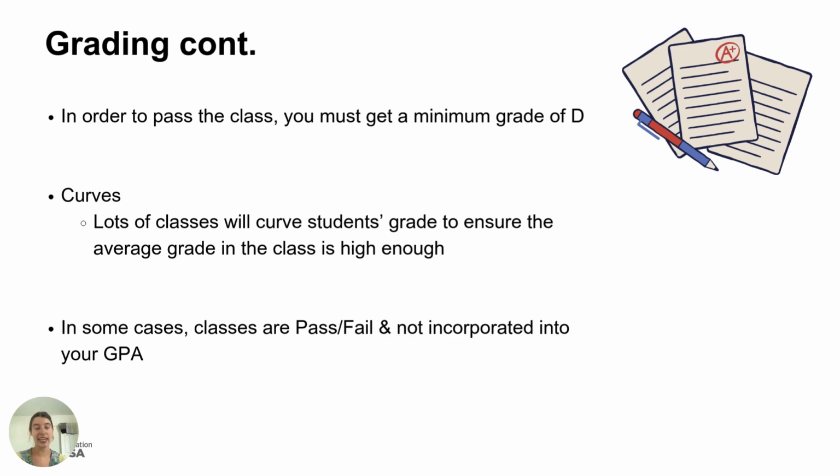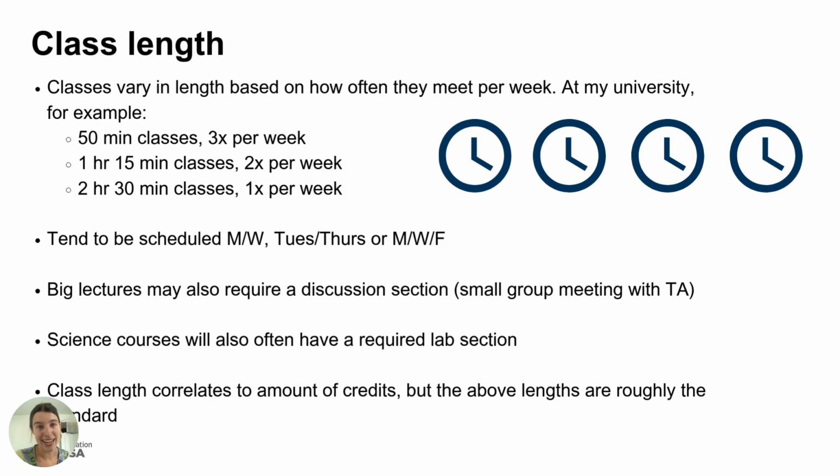And then a few classes that you take might be pass or fail, ungraded classes, and these pass fail classes will not be incorporated into your GPA. Class length. Classes will vary in length based on how often they meet per week. A sample distribution at my university is that 50-minute classes meet 3 times a week, 75-minute classes meet 2 times a week, and 2.5 hour classes only meet once a week.